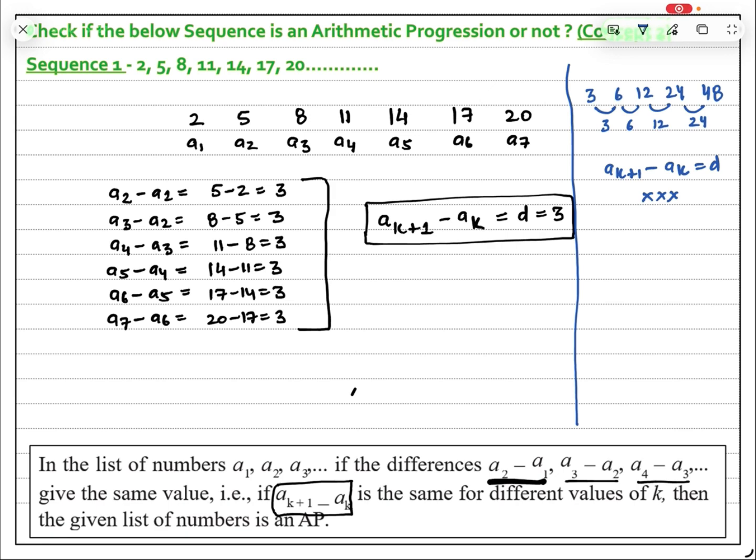So this series is not an arithmetic progression, or is not an AP. I think with these two small examples, you have understood how exactly you can infer whether a given series of numbers is an arithmetic progression or not.